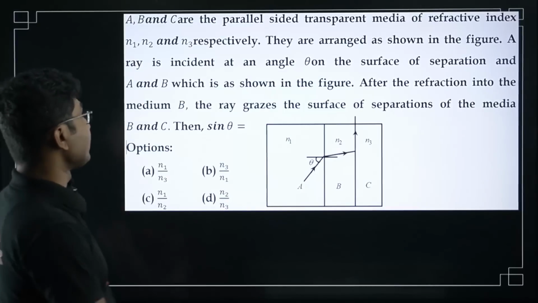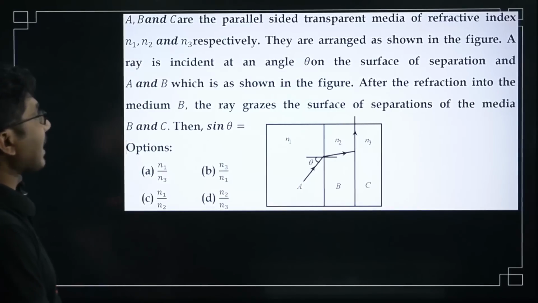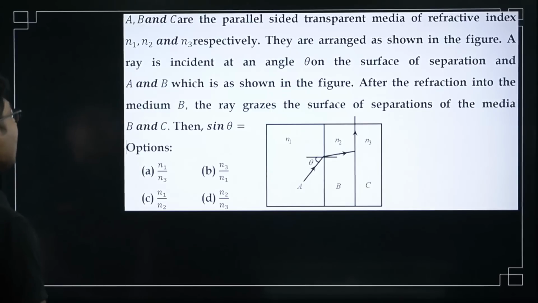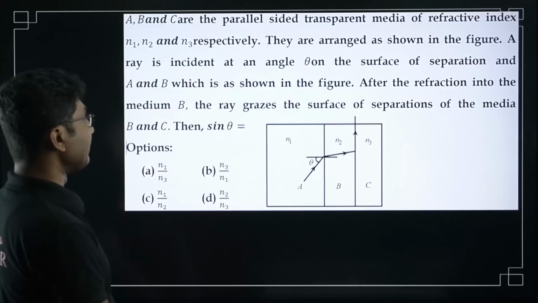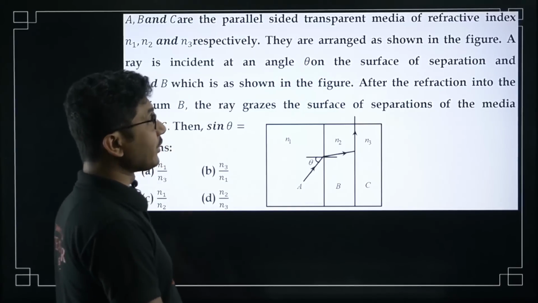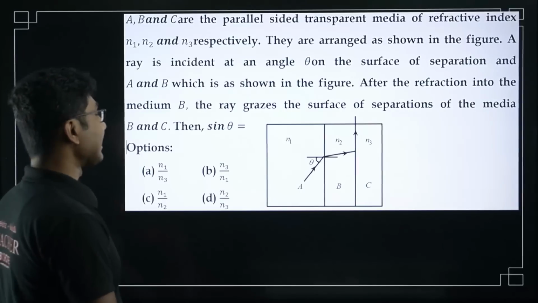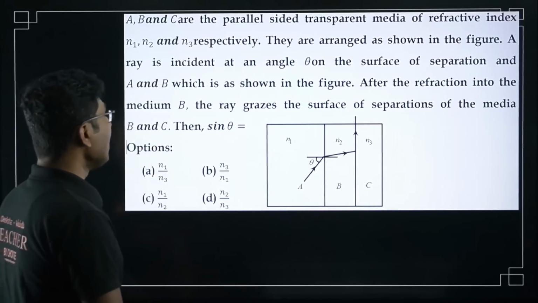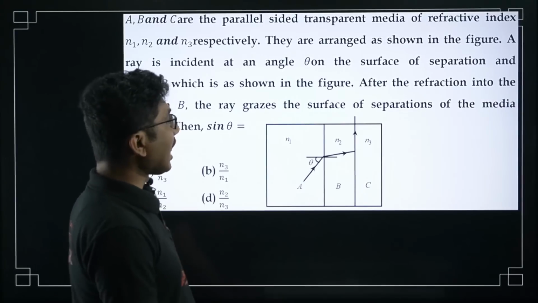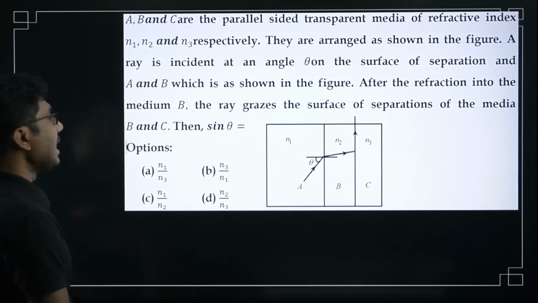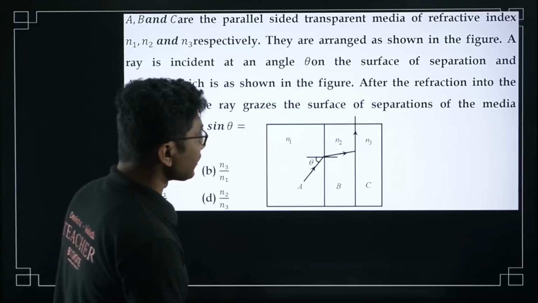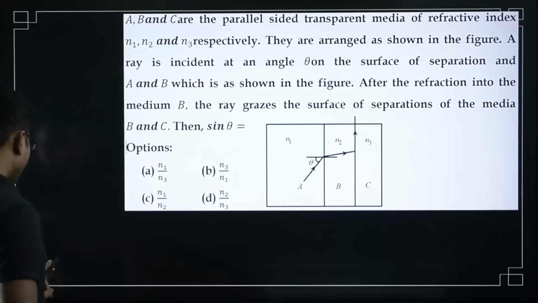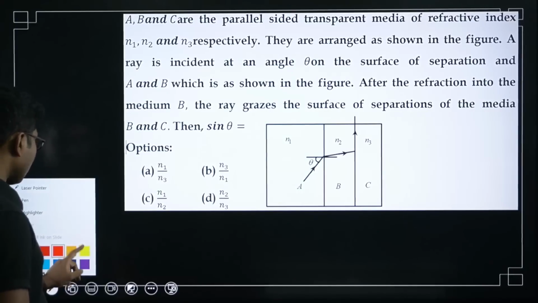So here is the first question. A, B and C are the parallel sided transparent media of refractive index N1, N2 and N3 respectively. They are arranged as shown in the figure. A ray is incident at an angle theta on the surface of separation of A and B, which is shown in the figure. After the refraction into medium B, the ray grazes the surface of separation of the medium B and C. Then sine theta equals to? Very interesting question. So let's solve this.